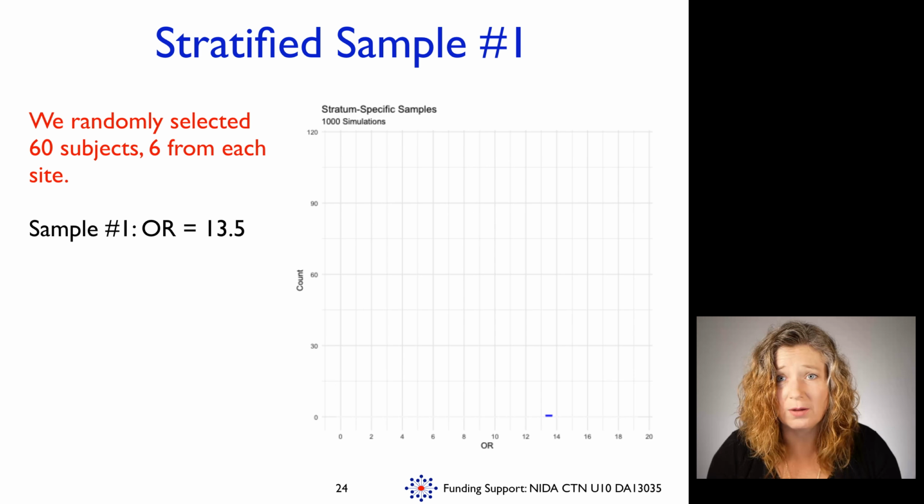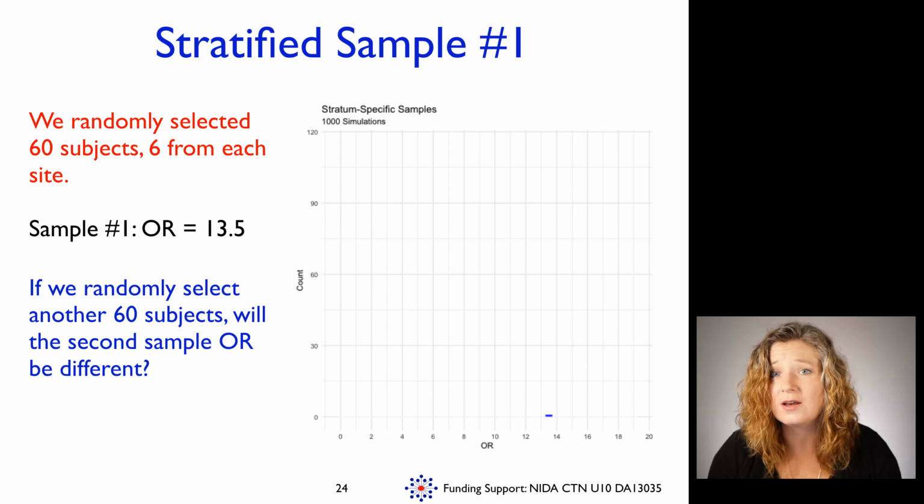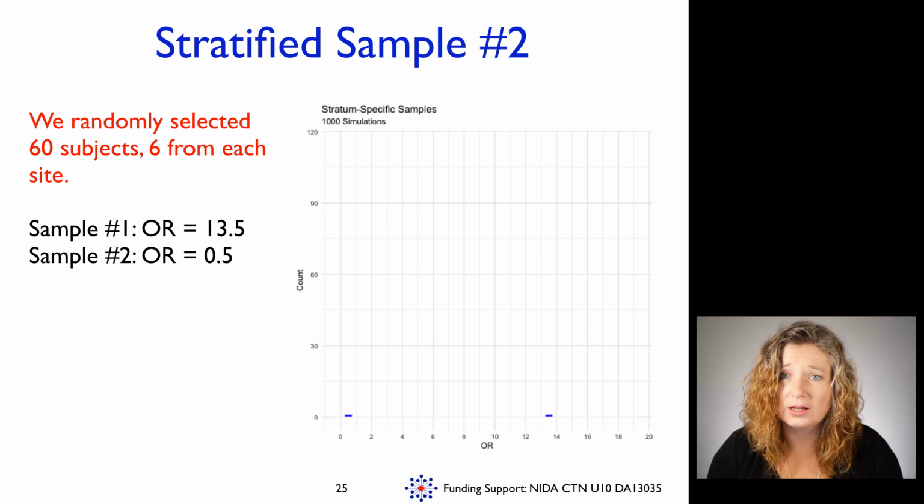And so I said, okay, maybe the second one will be near that, and we will have some stable results. So we randomly selected another 60 subjects. We placed the first 60 subjects back into the pool, and we randomly selected new 60 subjects, 6 from each site. Will the second odds ratio be different from the first odds ratio? Well, the second odds ratio for the second sample was actually 0.5. 13.5 and 0.5 are very, very different. So the hope that we will obtain much more stable odds ratios by using a stratified sampling process is probably gone.